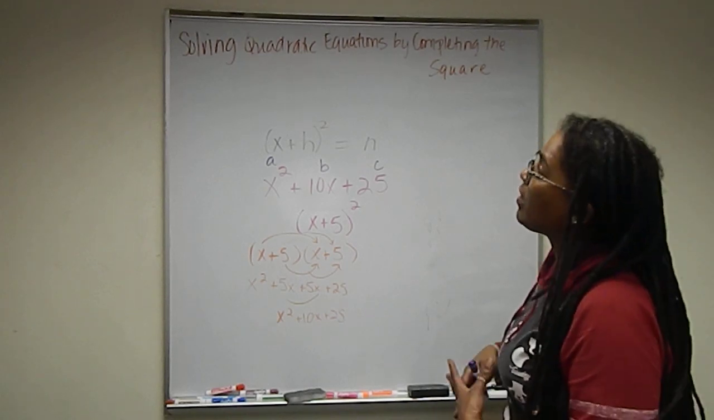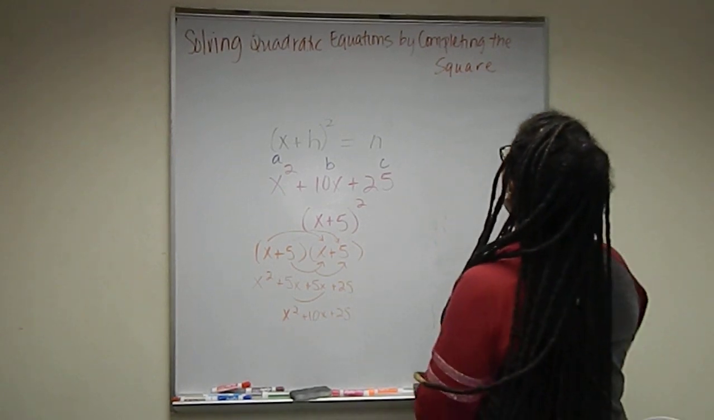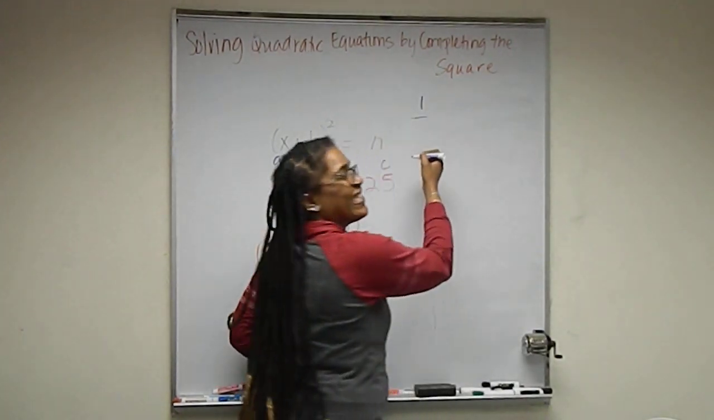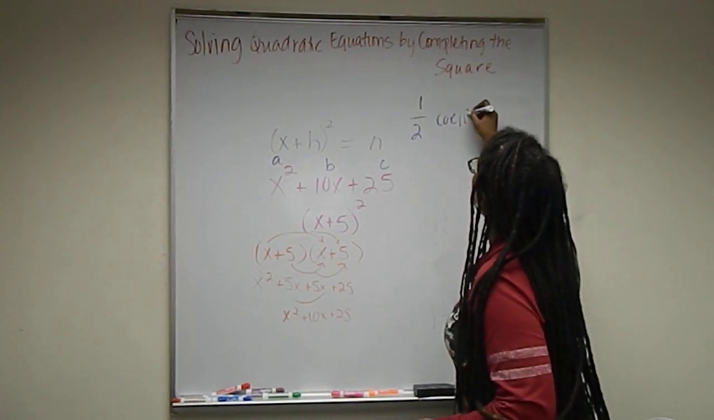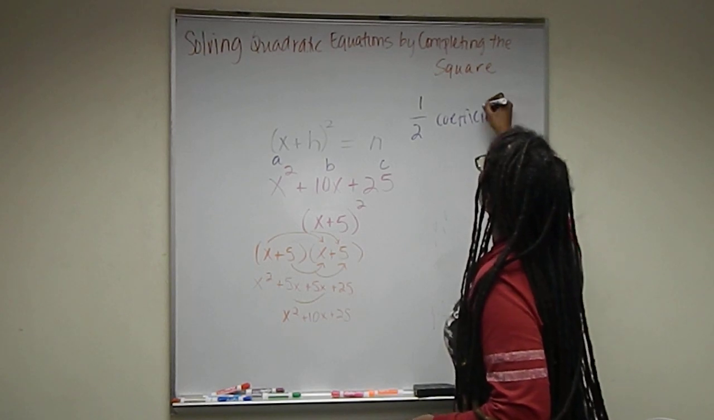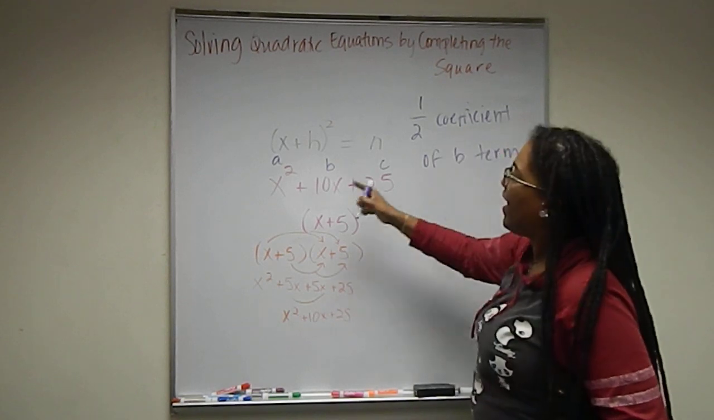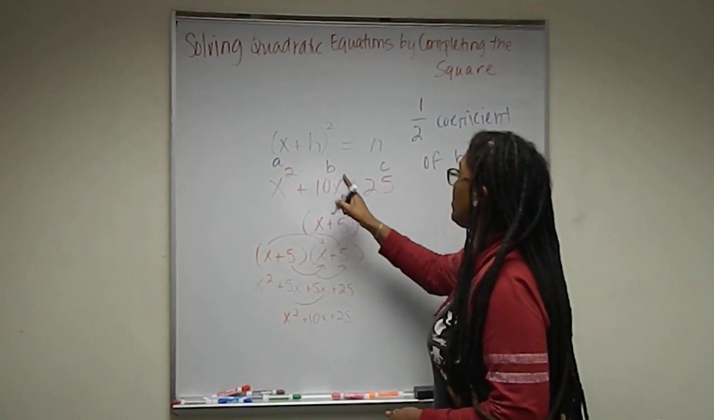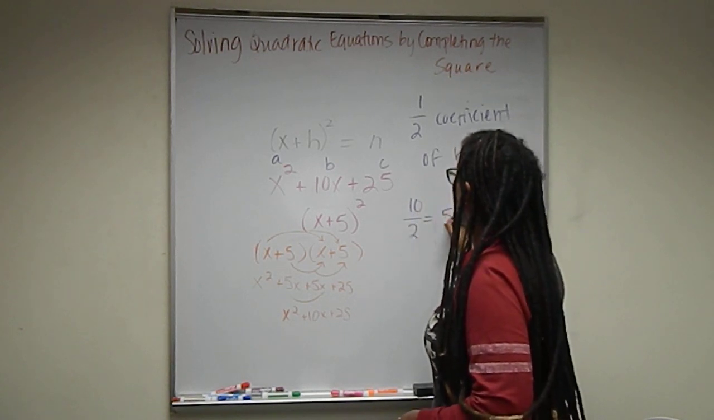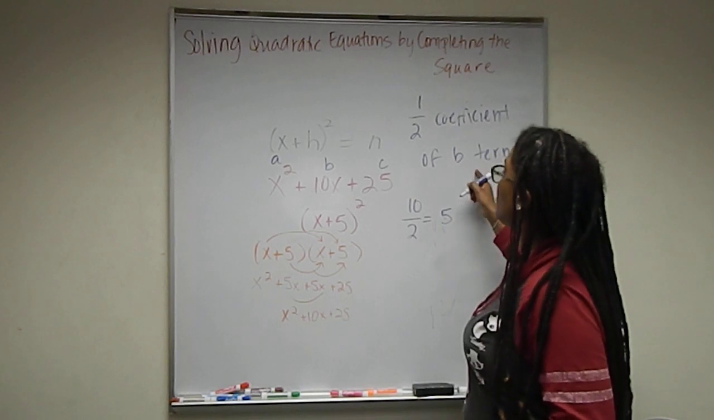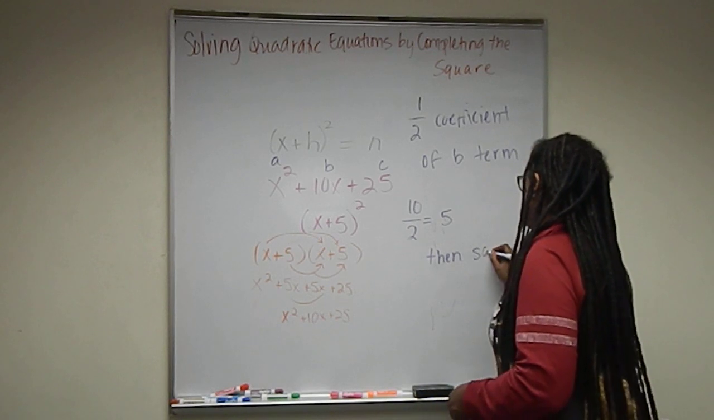So when we are talking about completing the square, what we do is we take half of the coefficient of the b term. So half of 10, since 10 is b, we're going to divide 10 by 2, and that equals what? So we're going to take half the coefficient of that b term and then square that value.